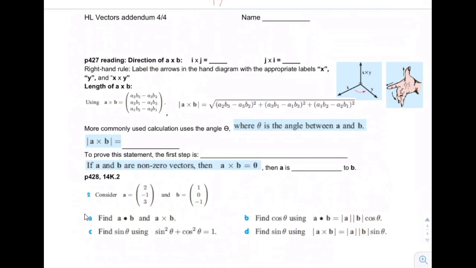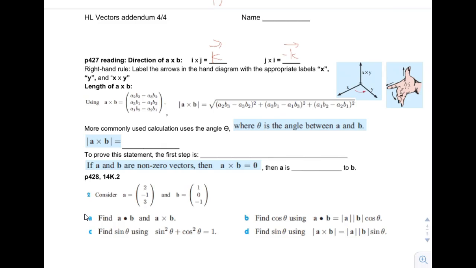Here's page 4 of Vector's addendum. On page 427 reading, we talk about the direction of the cross product result. As we saw in the previous section, i vector cross j vector gives you k vector, and j vector cross i vector gives you negative k vector.